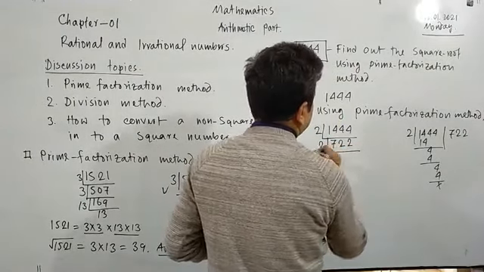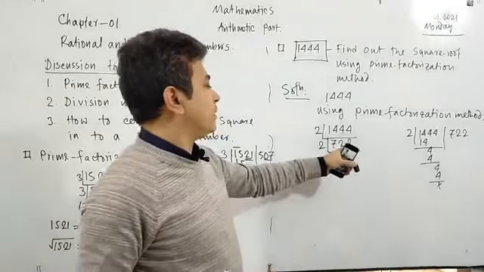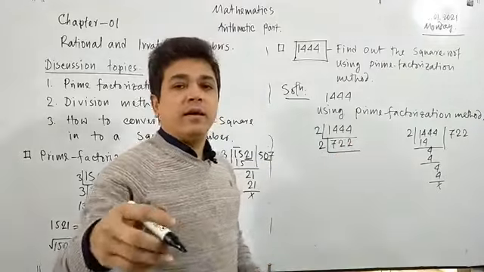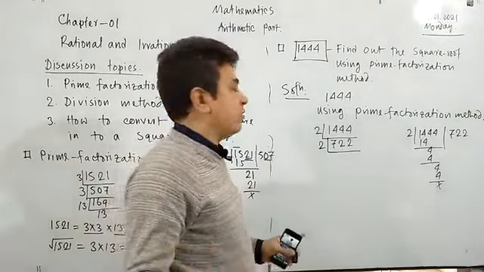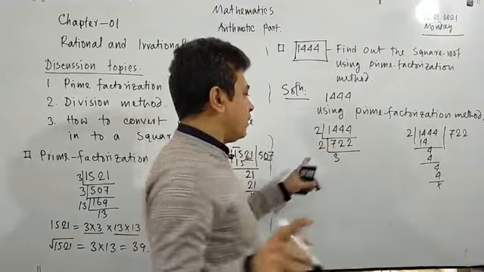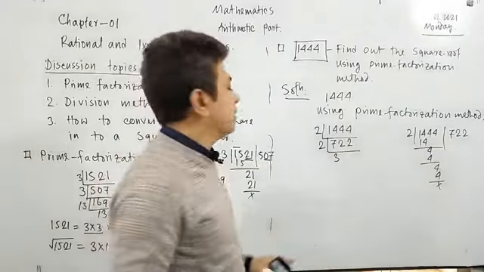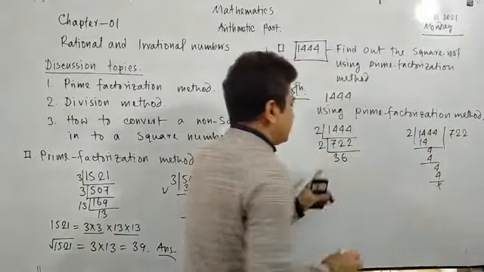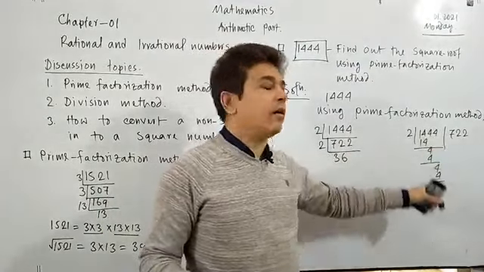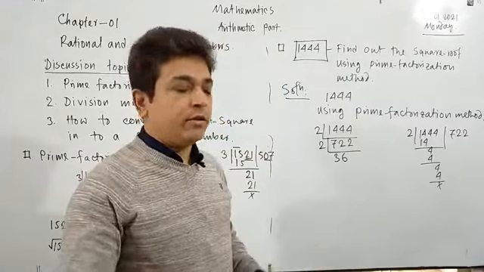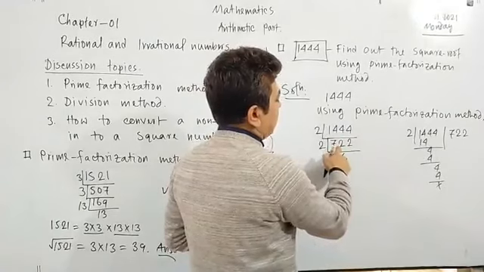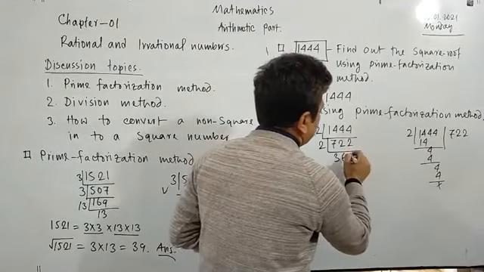So again I'm dividing by 2. Why am I dividing by 2? Because the last digit, the ones place digit, is an even number, so we can divide easily by 2. 7 divided by 2 is 3. 3 into 2 is 6, so we have 1 remaining. 1, 2 is 12. 12 divided by 2 is 6. I'm using both this quick method and the regular method. If you are comfortable with the regular method, you can use that one. 12 divided by 2 is 6, and 2 divided by 2 is 1.